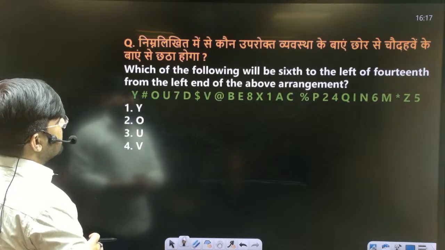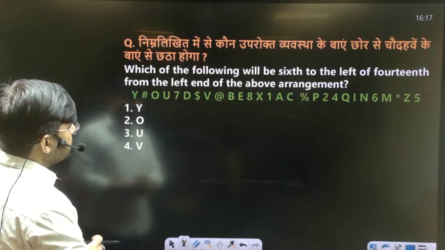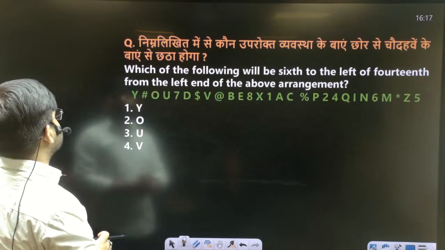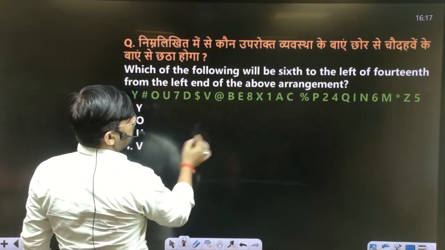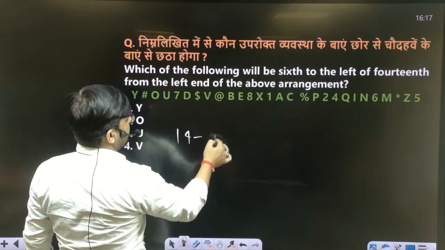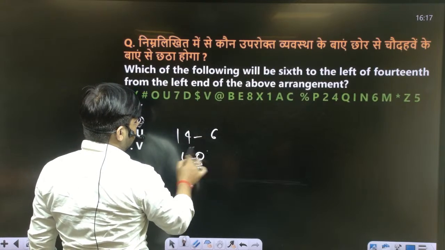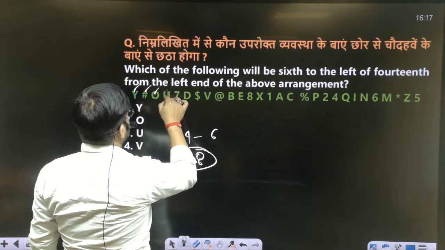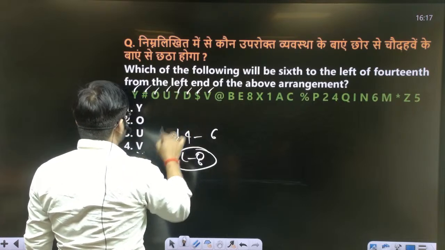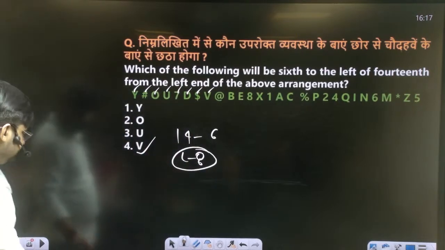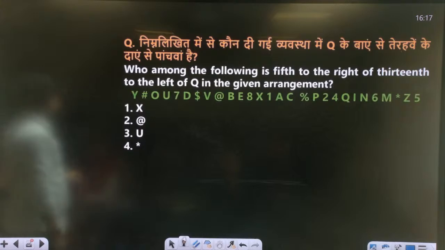Which of the following will be sixth to the left of the 14th from the left? So 14th minus 6, it's 8th from the left. 1, 2, 3, 4, 5, 6, 7, 8. It's a V.